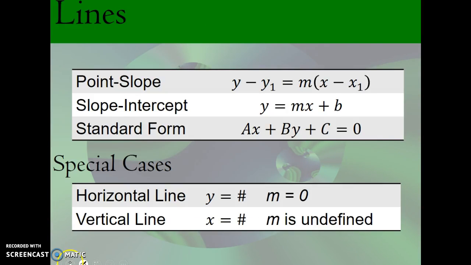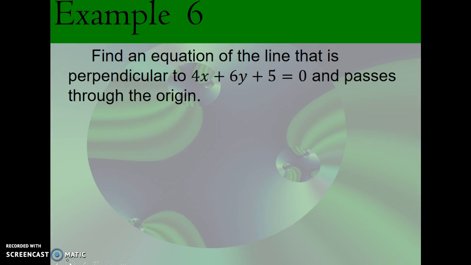Quick review of some of the special cases. I'm looking for the equation of a line that is perpendicular to that line and passes through the origin. Basically, when trying to figure out lines, there's only two things you really want to know. You need to know the slope and you need to know the y-intercept. This perpendicular is going to help me get the slope.